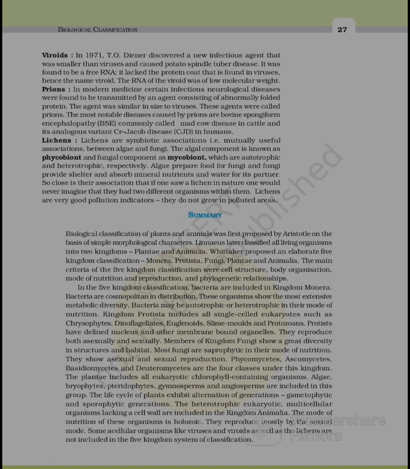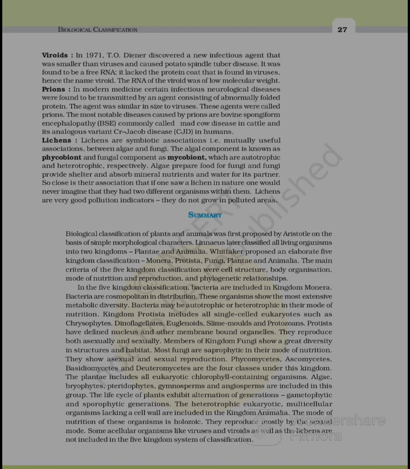Prions. In modern medicine, certain infectious neurological diseases were found to be transmitted by an agent consisting of abnormally folded protein. The agent was similar in size to viruses. These agents were called prions. The most notable diseases caused by prions are bovine spongiform encephalopathy (BSE), commonly called mad cow disease, in cattle, and its analogous variant Creutzfeldt-Jakob disease (CJD) in humans.